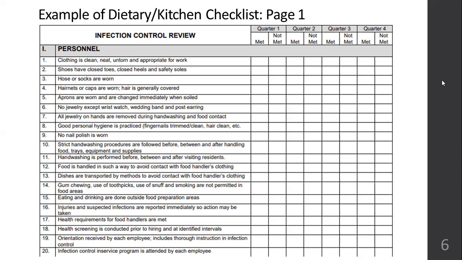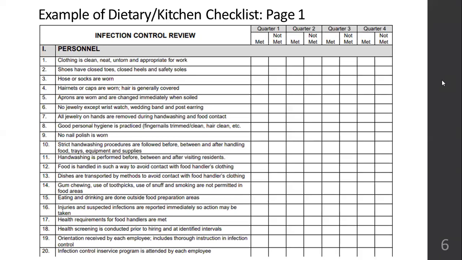Now, personal. This is about the hygiene of your workers. These are the things about hygiene you have to keep an eye out for, whoever is working in the kitchen. Their clothes should be clean, neat, untorn, appropriate for work. Shoes should be closed, not open-toed footwear. Closed heels, safety soles should be there, because in the kitchen, oil can fall on the floor, water can fall on the floor. There could be slips and trips. So safety soles should be there.